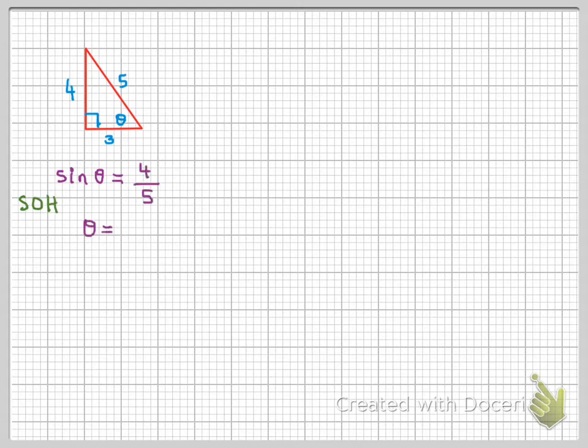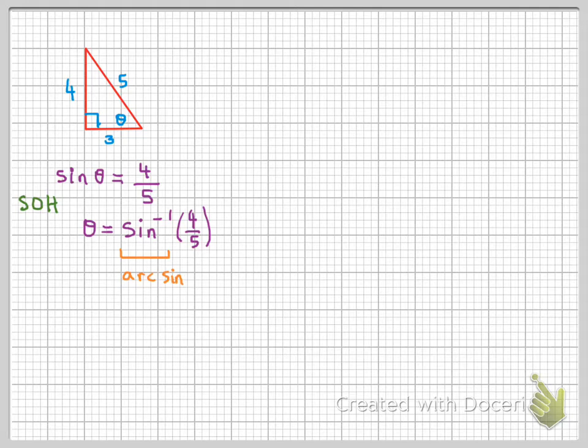If we use SOHCAHTOA, let's start with sine. The sine of theta is the opposite side divided by the hypotenuse, which is 4, which is the opposite side to theta, and we're dividing that by 5, which is the hypotenuse. How do we find theta? Well, we know that the sine of theta is 4 over 5. Theta will be the undoing of sine. So we have to undo what sine has done to theta. Undoing what sine has done to theta will give us theta.